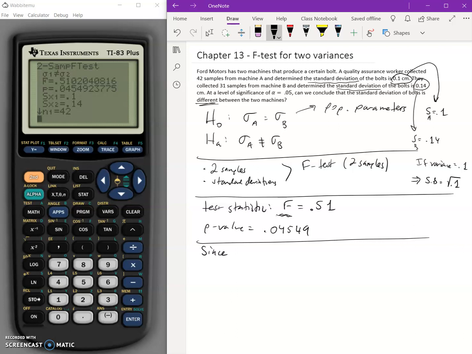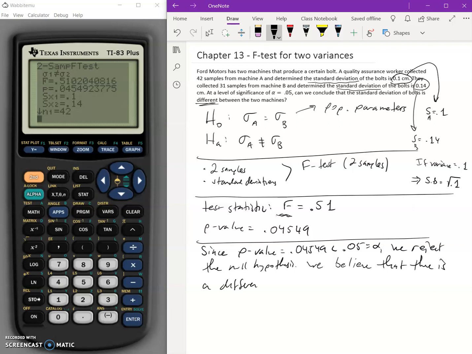So since the p-value, which is equal to 0.04549, is less than 0.05, which is alpha, we reject the null hypothesis. We believe that there is a difference in the standard deviation of the two machines.